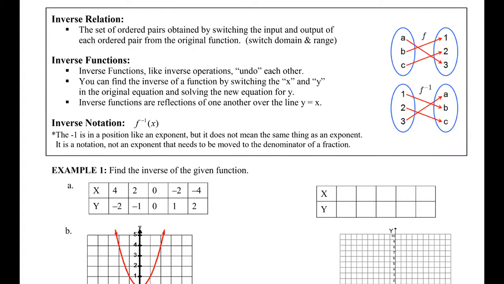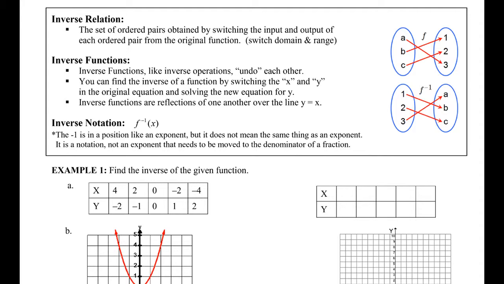Today's notes are on finding the inverse of a function. An inverse relation is the set of ordered pairs obtained by switching the input and output of each ordered pair from the original function. So you're going to switch the domain and the range. Inverse functions are like inverse operations.